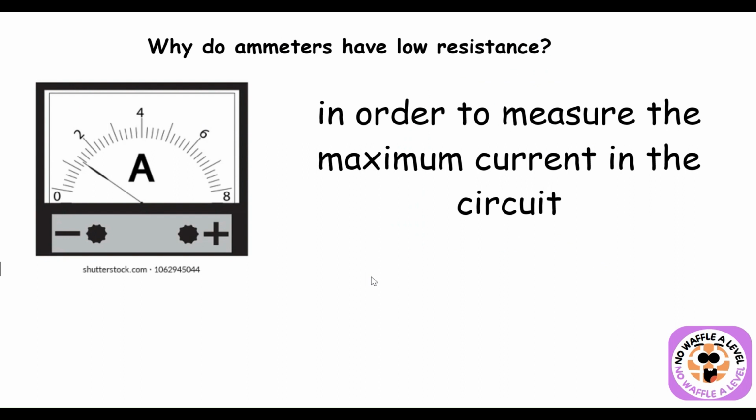Now let's look at the next part. Why do ammeters have low resistance? This is a common exam question. The main purpose for it to have a low resistance is so that it can measure the maximum current in the circuit. If there's a sense of resistance, then the current it measures will be very limited. It won't be the fullest maximum current that it can have.